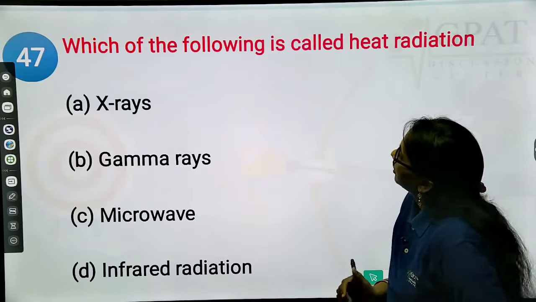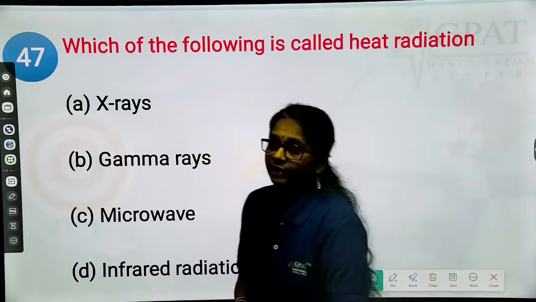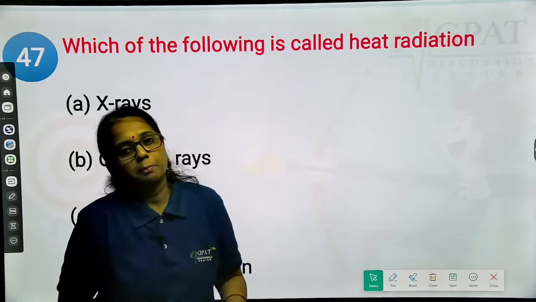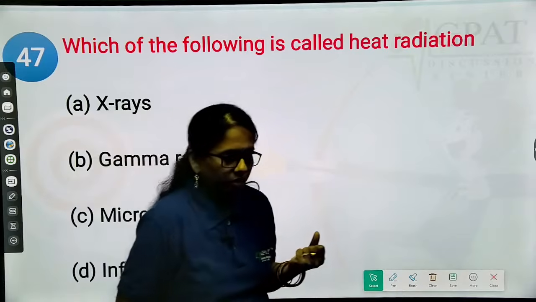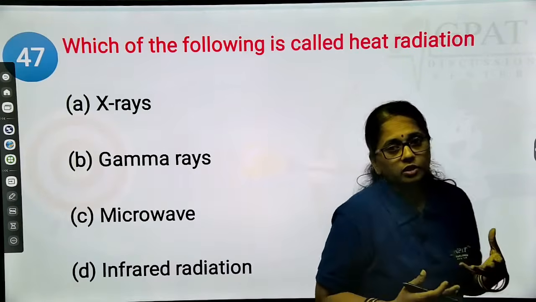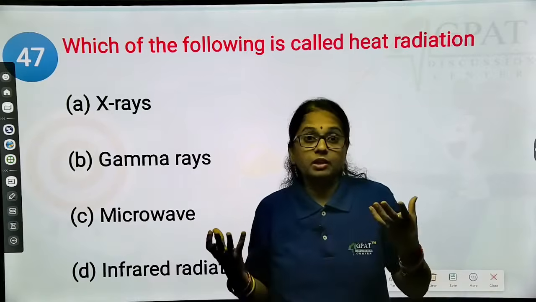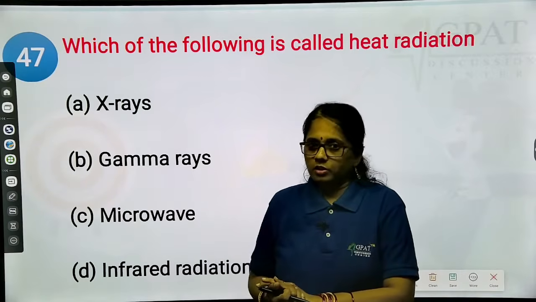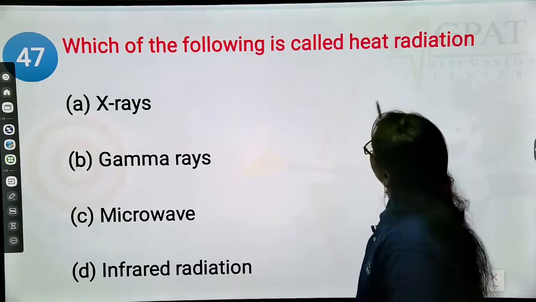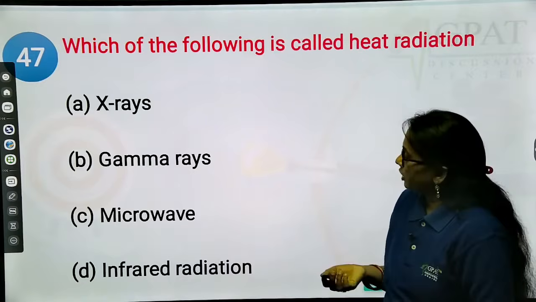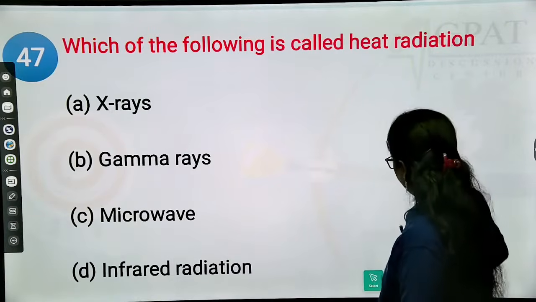Next, which of the following is called heat radiation? Majorly, whenever any object emits heat, how can we estimate it easily? By simple infrared radiation. So, that is the basic fundamental thing. We know which of the following is called heat radiation.